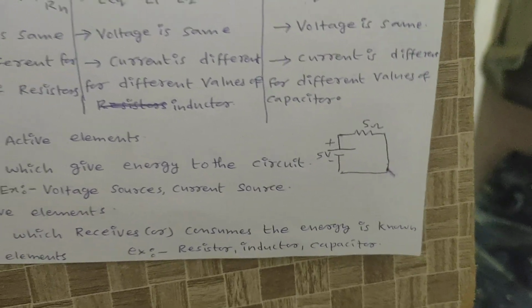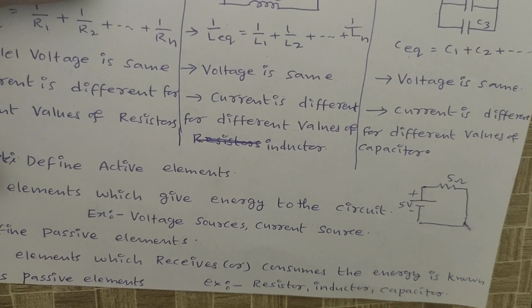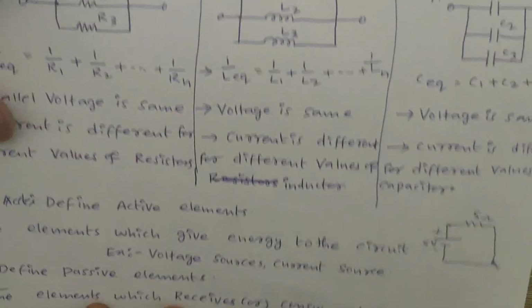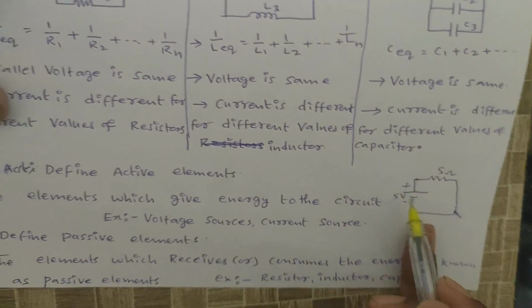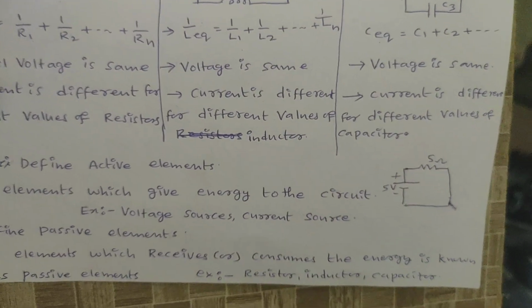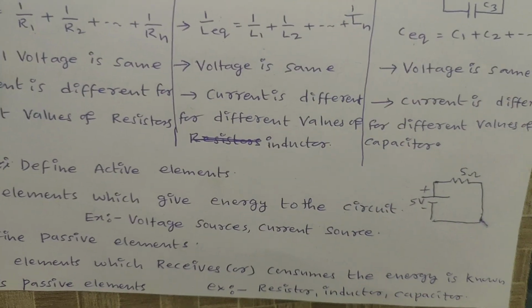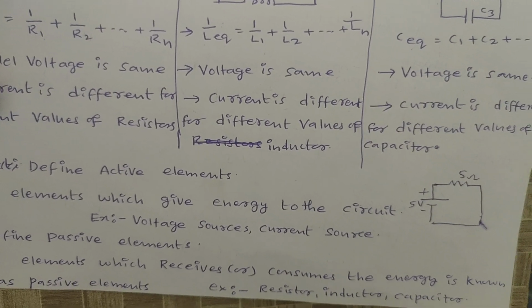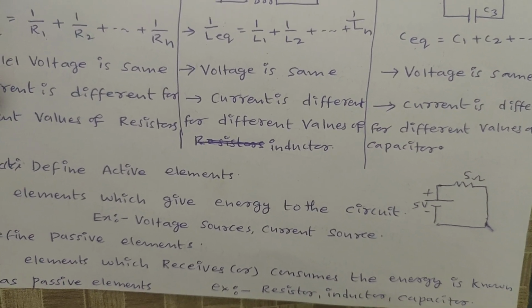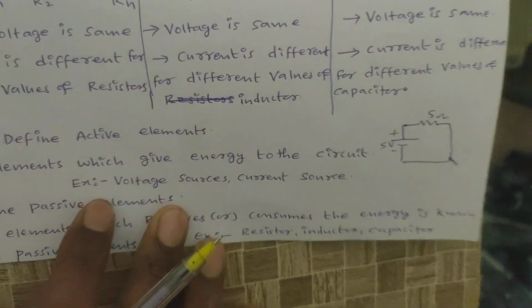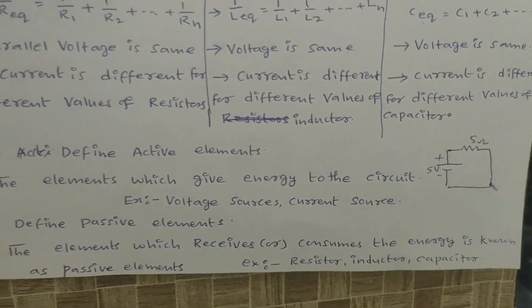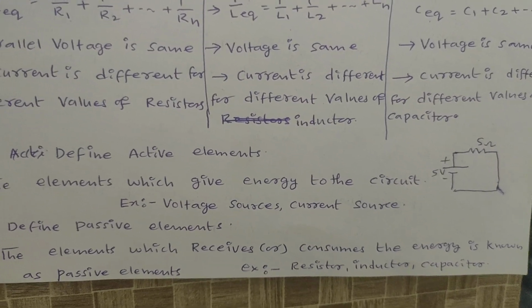That means the element which gives energy to the circuit is known as an active element. From this circuit, the voltage source is the active element. Suppose if I replace the voltage source with a current source, that is also an active element. Voltage source and current source are examples of active elements, which give energy to the circuit.